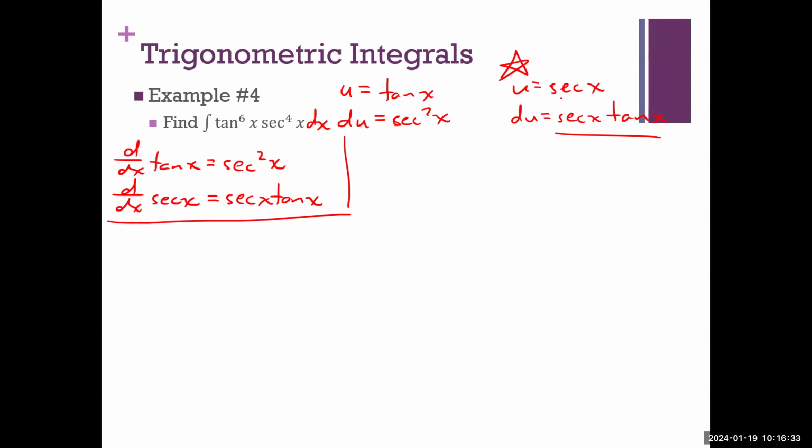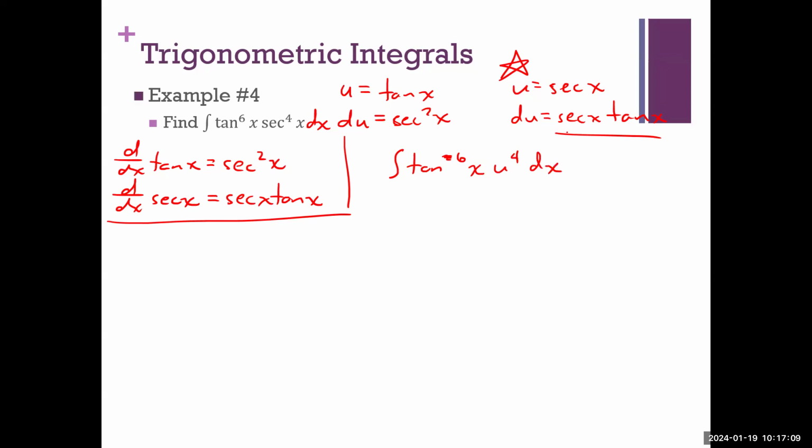So let me ask this, and let's just talk about strategy. The fact that I have a secant to the fourth of x, right? I can just call that u to the fourth. Is that okay to call that u to the fourth? That's no problem, but then let's just start going that way and see how it works out. Tangent to the sixth of x times u to the fourth dx.